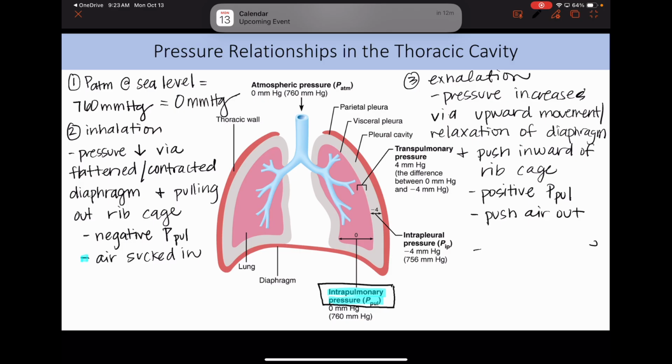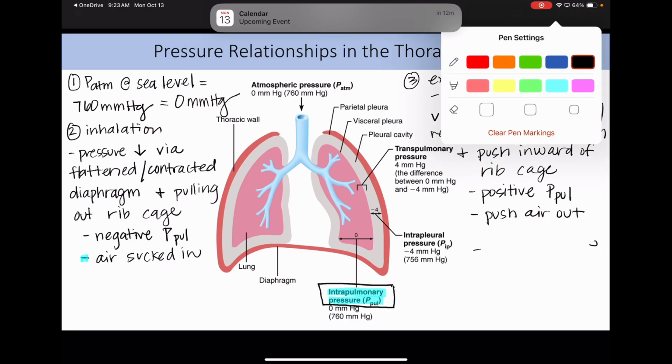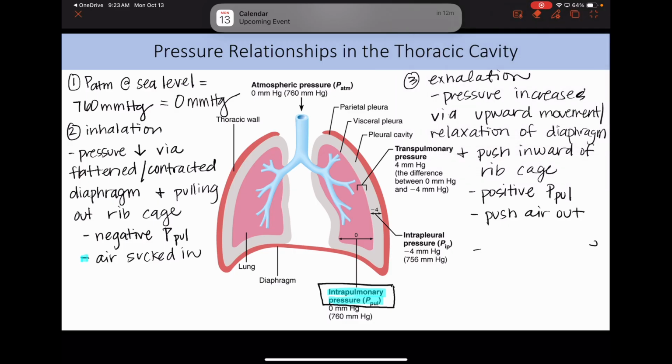Any questions on inhalation or exhalation? And I can erase everything on the left side? Okay. This is the last thing on this concept.